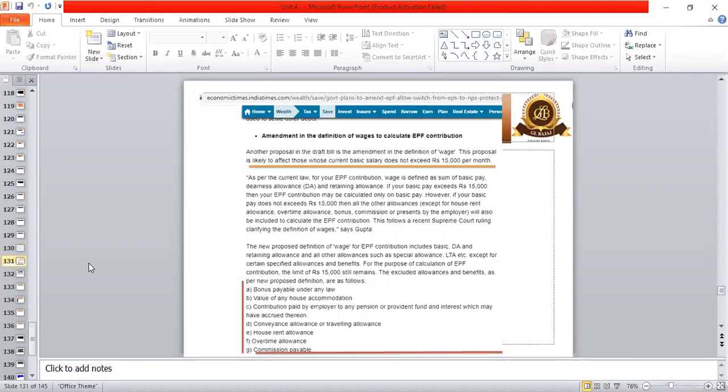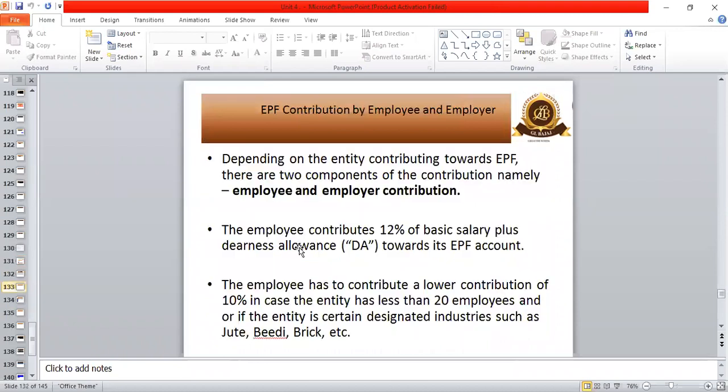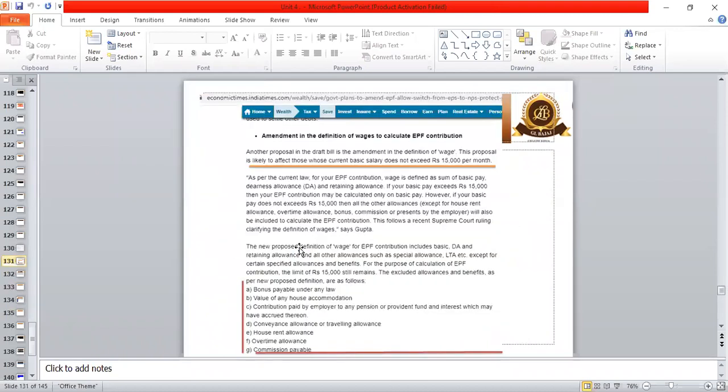Before that, I would like to take you to the amendment that the government has made in the EPF area. You see this news is from the Economic Times, indiatimes.com. What news had come was that initially the wage limit, the wage on which EPF contribution is calculated, was 6,500. That means the basic and dearness allowance would be 6,500. But when the amendment was done from the government side, that was done in 2014 itself, the 6,500 was increased to 15,000.